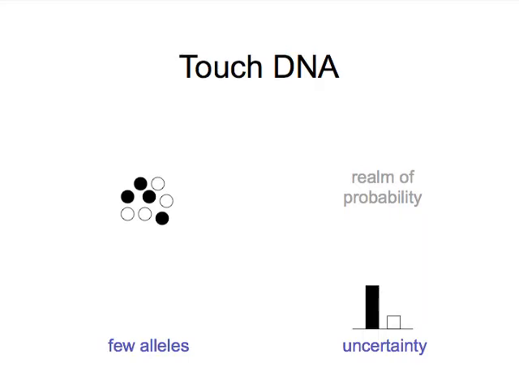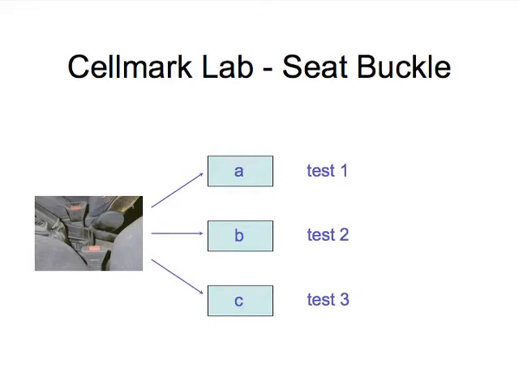It's a small amount, and because of the sampling that happens in the laboratory, you get less certain data, and we enter a realm of probability now. Things aren't as certain as they were before. So how does a laboratory overcome this uncertainty with touch DNA? Well, let's see what the Cellmark lab in Abington, UK, near Oxford, did with the seat buckle. On the seat buckle, they took the swabbing of the DNA and they sampled it 3 times, A, B, and C. They did 3 different tests on them.